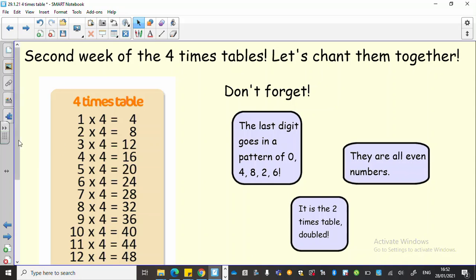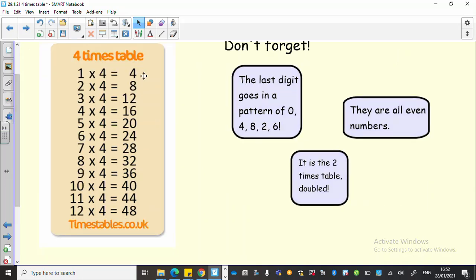So here we go. One times four is four. Two times four is eight. Three times four is 12. Four times four is 16. Five times four is 20. Six times four is 24. Seven times four is 28. Eight times four is 32. Nine times four is 36. 10 times four is 40. 11 times four is 44. And 12 times 4 is 48.